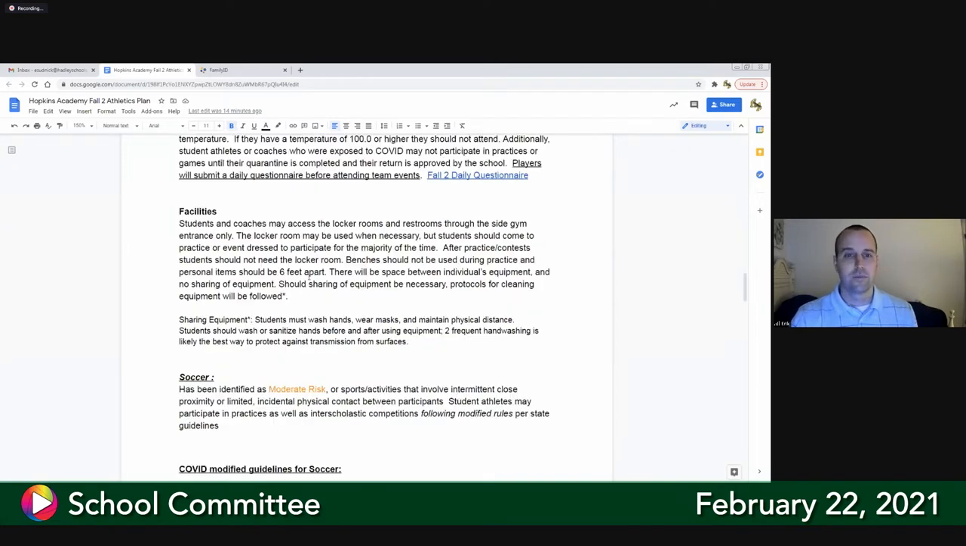Facilities will remain the same. This piece will remain the same. The standards for whether indoor or outdoor will remain.